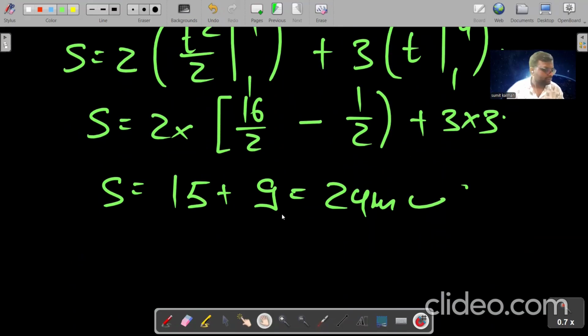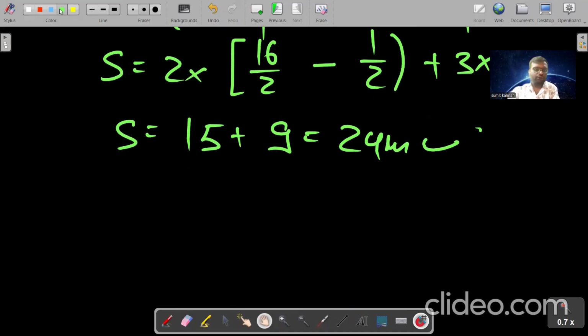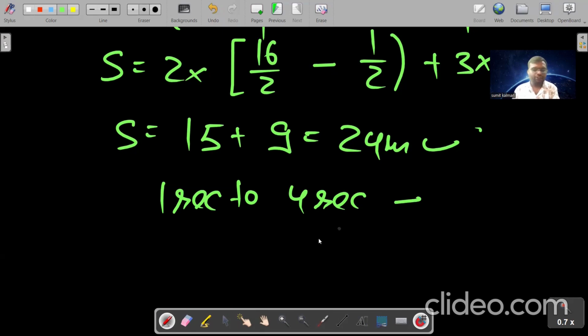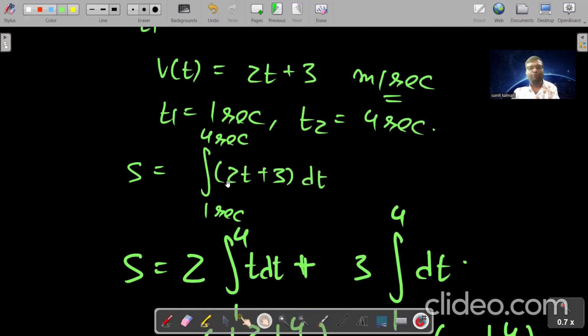So, students, what is the meaning of this? By adding all the tiny distances covered from 1 second to 4 second, we get displacement equal to 24 meter. But with integration, you can easily calculate your displacement, that is 24 meter.